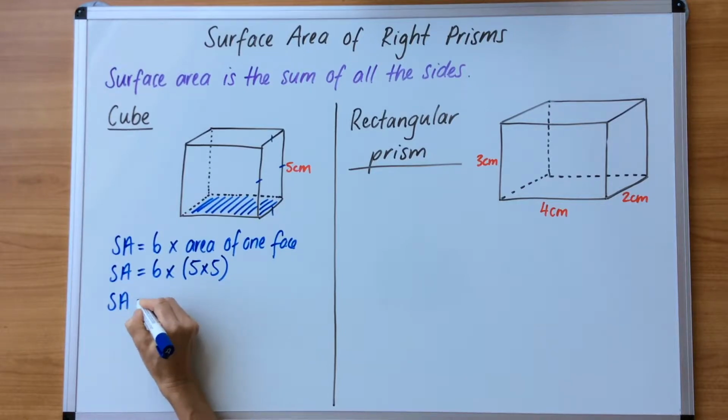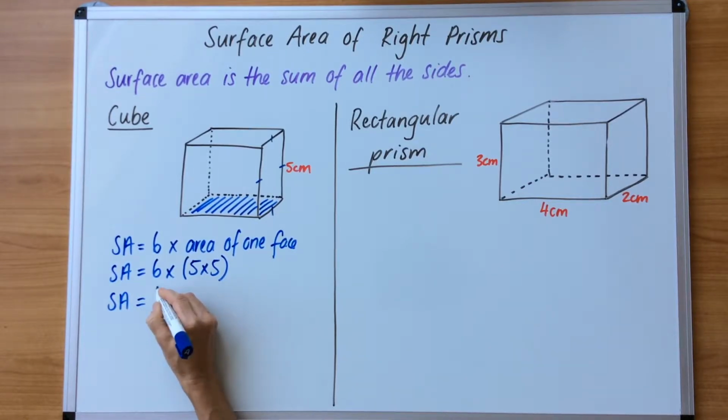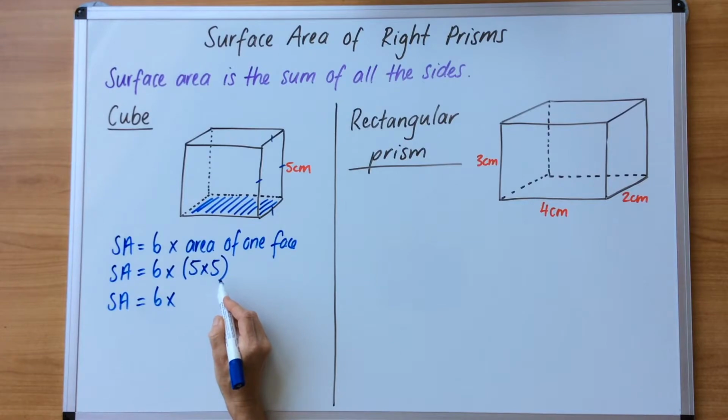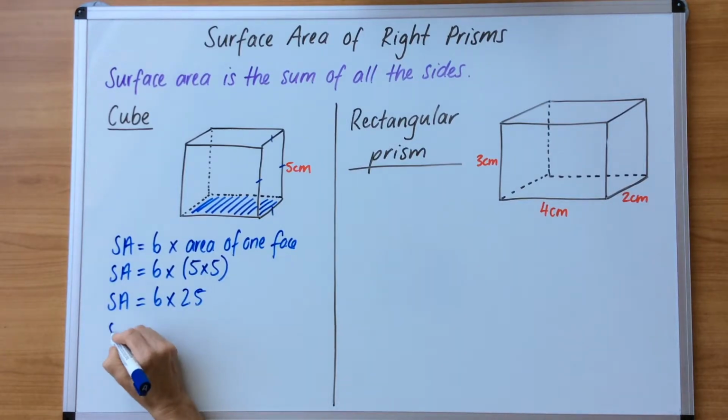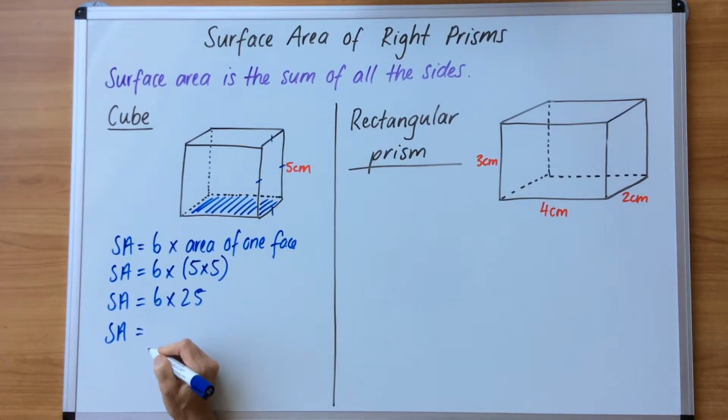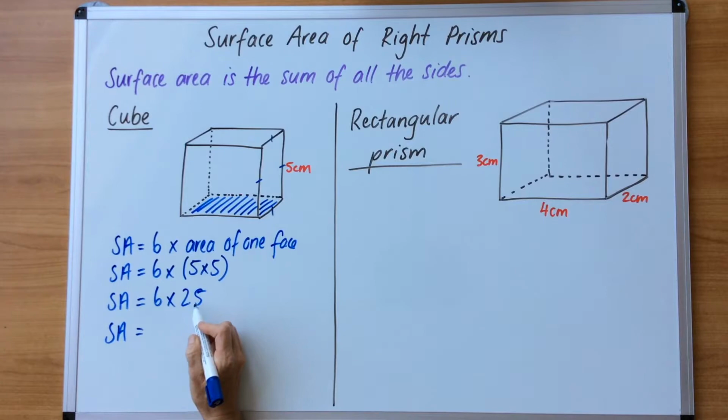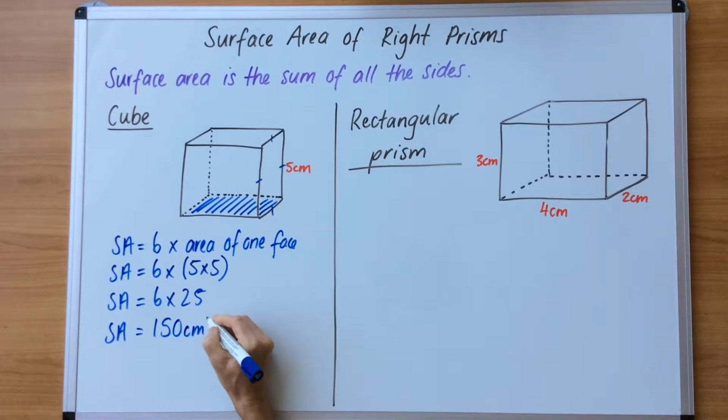Keep working down the page. Surface area equals 6 times, and brackets comes first because of order of operations. So 5 times 5 is 25. Keep going. Surface area equals 6 times 25 is 150. It is centimeters, and because we are doing area, it is squared.